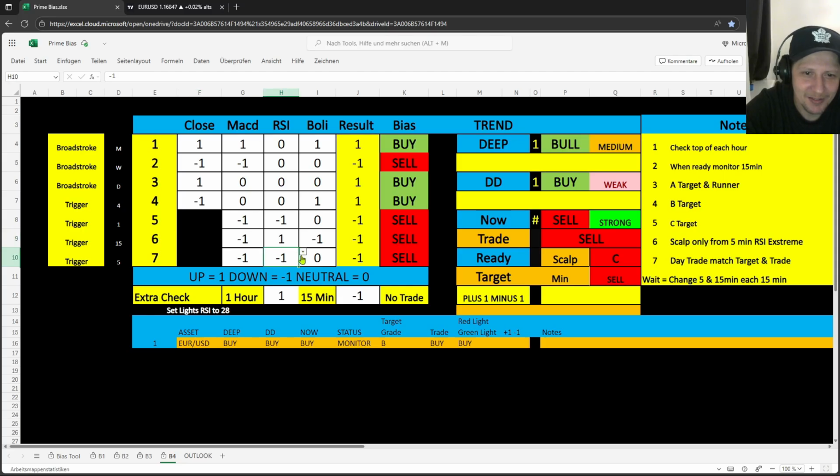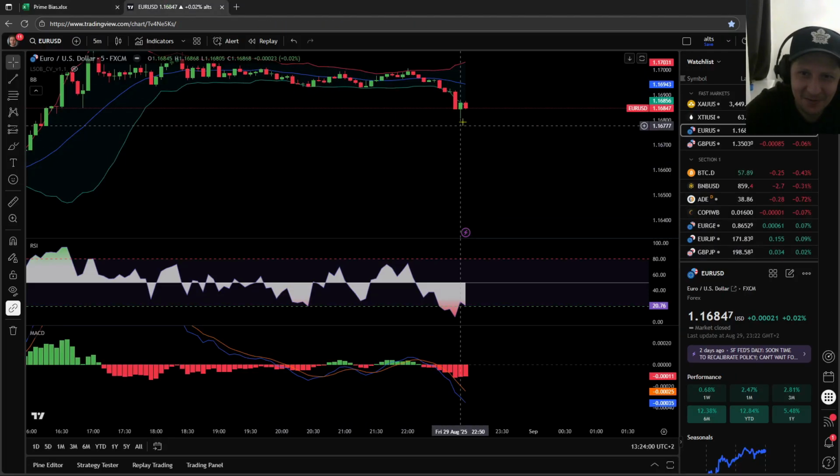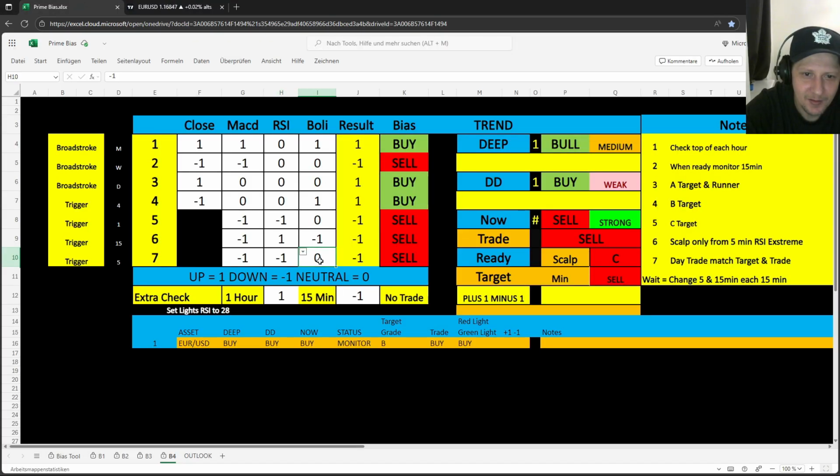I will explain it maybe better Sunday in a video. -1. So what I have here is, it tells me now the dip is bullish. We are buying, yeah, but it's a weak buy. For now, it's a sell. It's a strong sell. So dip buy, did buy. For now, it's a sell.